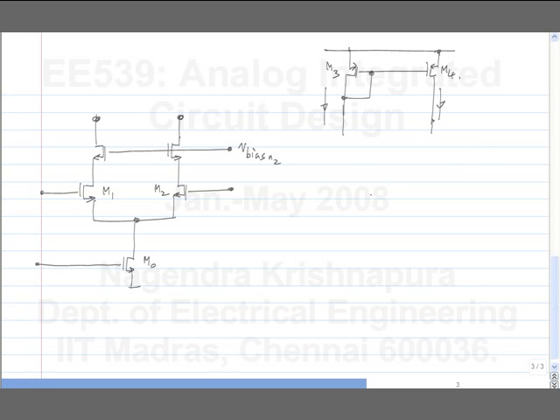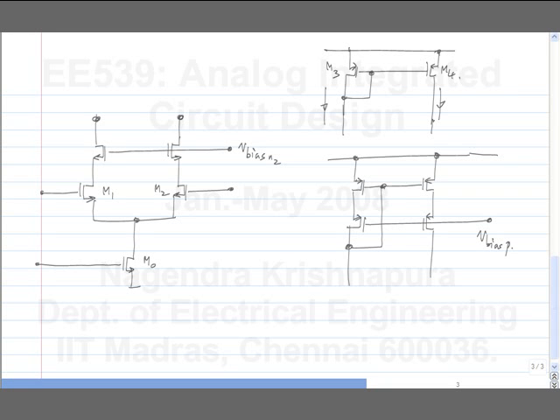Okay. So what I use is a structure that we derived for biasing, but then later extended to a cascode current mirror. Okay. So this is a cascode current mirror, and I can use this as the active load. What's that? Oh, this one.